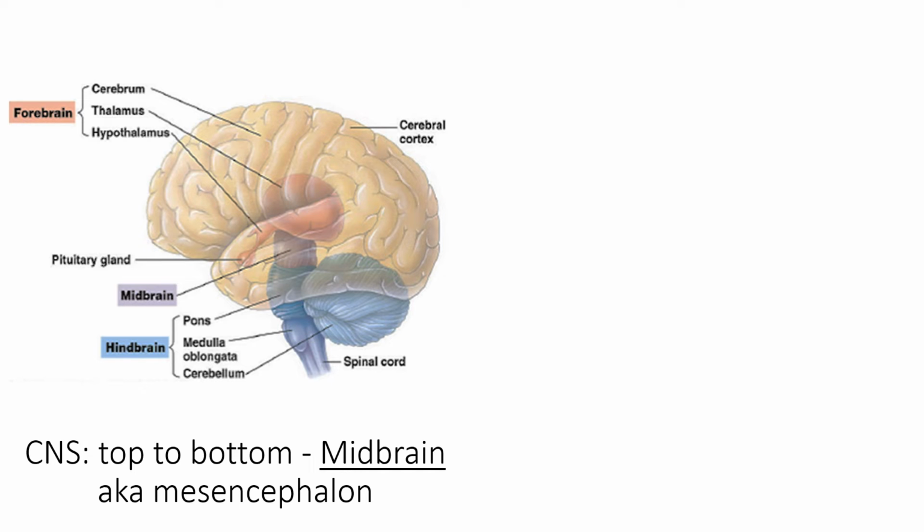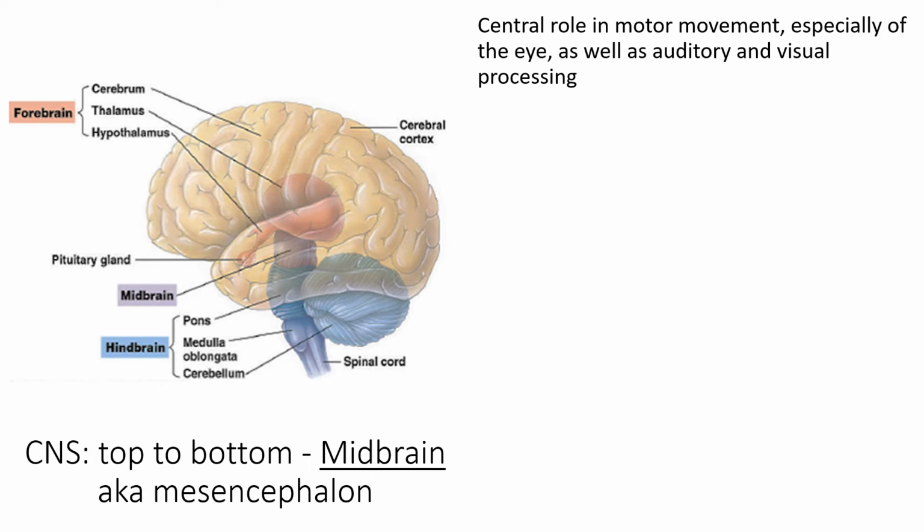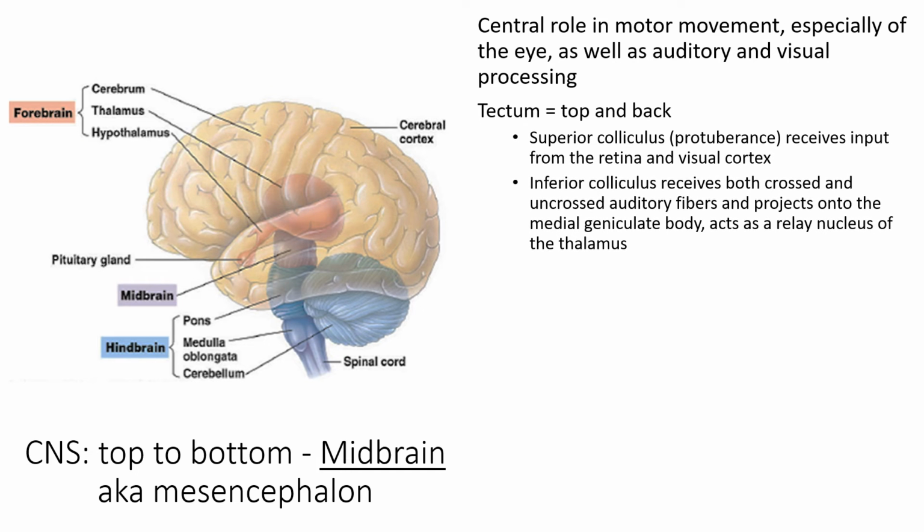Going on to the midbrain, or the mesencephalon. This is located between the diencephalon and the pons. It is the smallest division of the brain. The central role here is in motor movement, especially of the eyes, as well as auditory and visual processing.